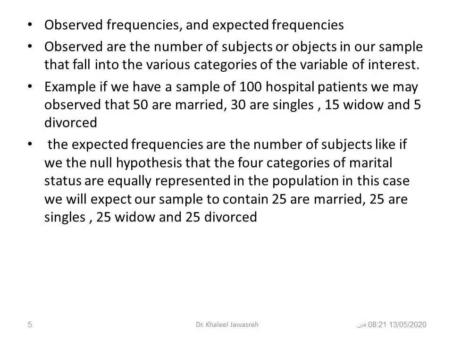It's totally different from the expected. So, for example, if we have a sample of 100 hospital patients, we may observe that 50 are married, 30 are singles, 15 are widows, and 5 are divorced. So these are the observed variables.